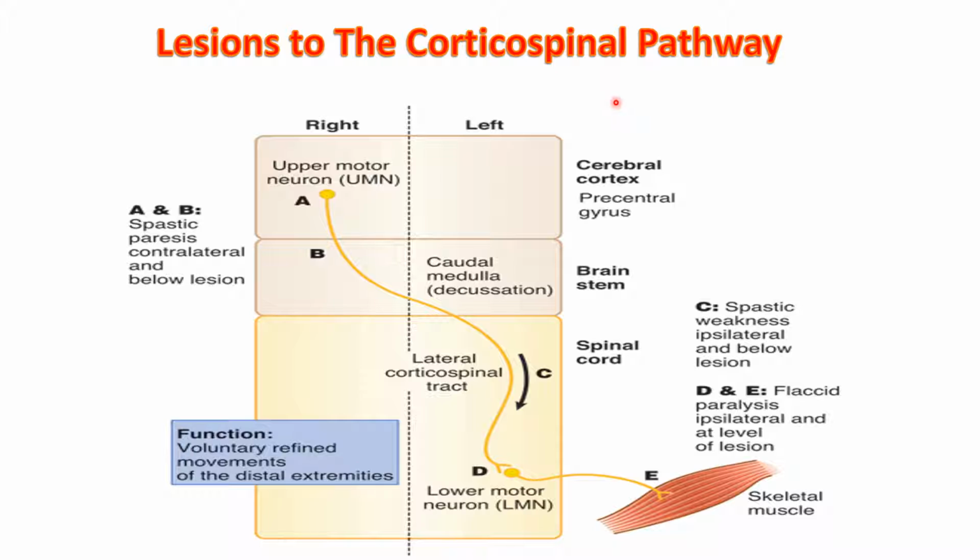This demonstrates lesions to the corticospinal pathway and summarizes some of those effects. And that is, damage at A or B, that is in the cerebral cortex or in the brainstem, produces a spastic paresis or paralysis contralateral and below the lesion. Damage in the spinal cord at C produces a weakness ipsilateral and below the lesion.